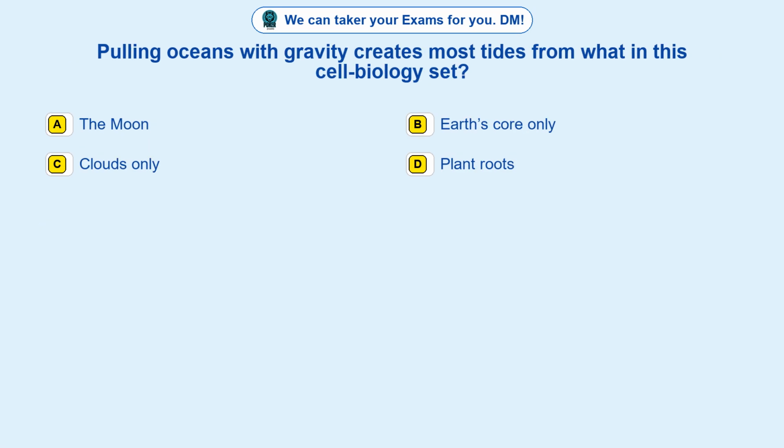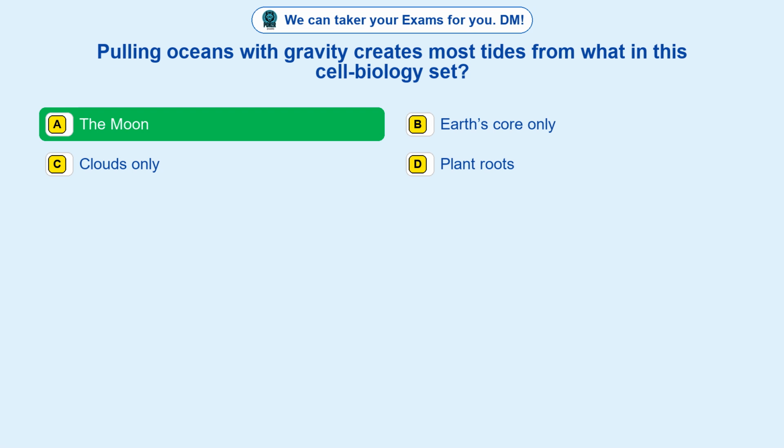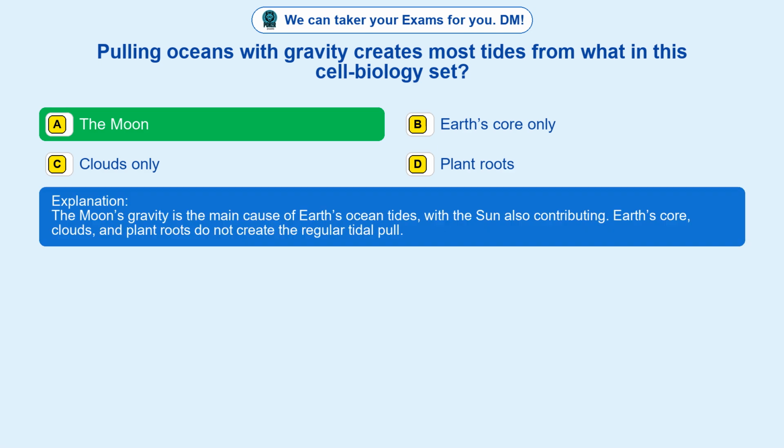Question 91. Pulling oceans with gravity creates most tides from what in this cell biology set? Option A, the moon. Option B, Earth's core only. Option C, clouds only. Option D, plant roots. The correct answer is option A. The moon. The moon's gravity is the main cause of Earth's ocean tides, with the sun also contributing. Earth's core, clouds, and plant roots do not create the regular tidal pull.